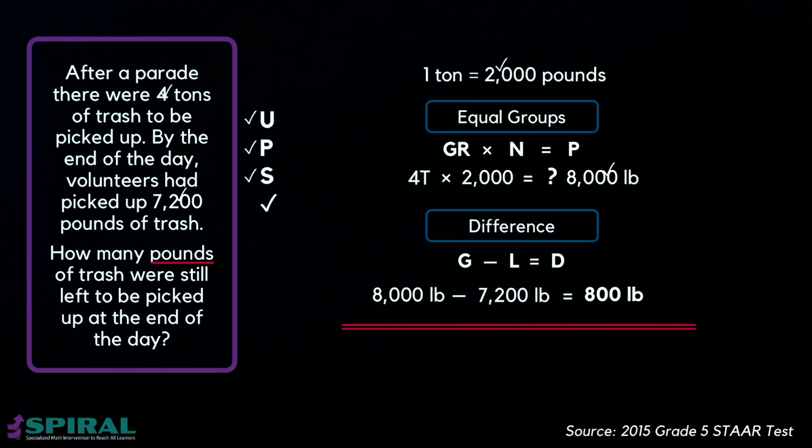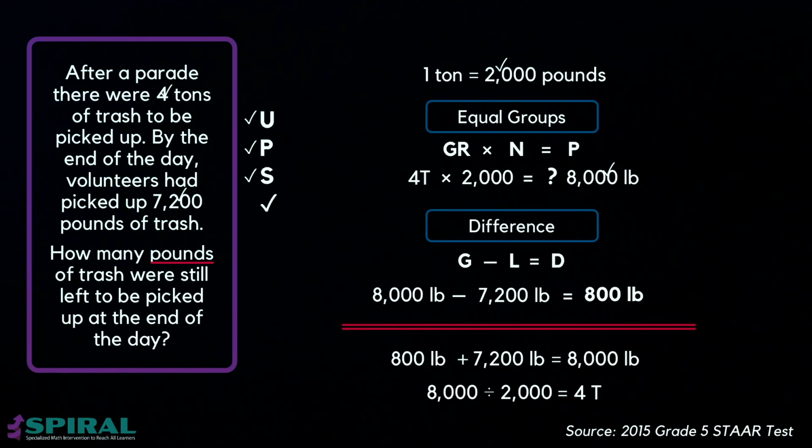The last thing we do after we solved and we check that off is we check our answer. So we can just check our answer by reversing our operations. So we can add 800 pounds to our lesser number to arrive at the greater number of 8,000 pounds. And then to convert, we divide 8,000 by 2,000 to arrive at 4 tons, which was the original amount of trash to be picked up. So it checks out and we've solved the problem.